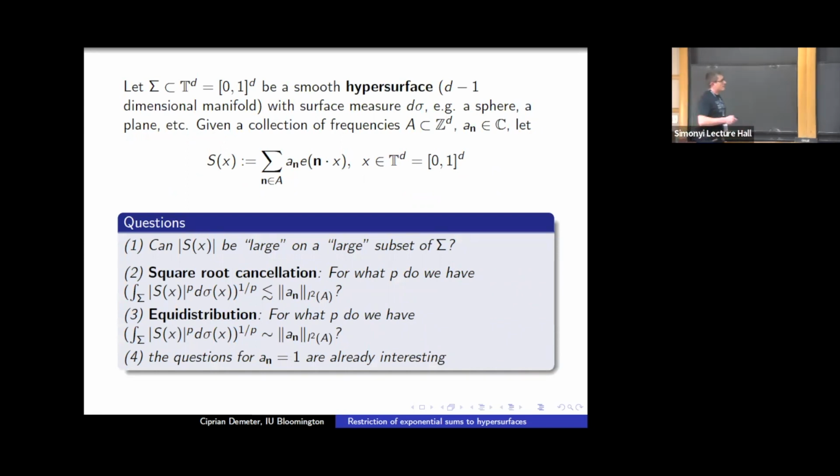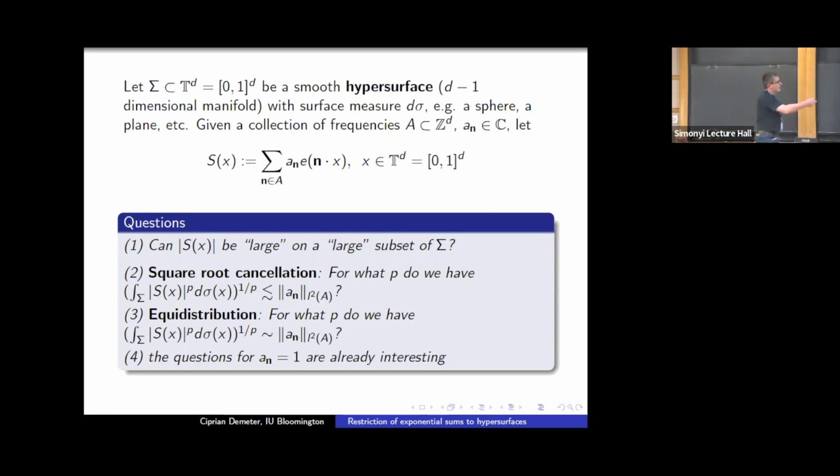For the same kind of exponential sum, you may now consider a hypersurface lying inside the torus. So this is a d-dimensional manifold. See, it's smooth, nicely parametrized. It has this natural surface measure. You can think about a sphere, a plane, a curve. Well, a curve would not be a hypersurface unless it's in two dimensions. But let's say a sphere, a plane, a cone, whatever we wish, a paraboloid.